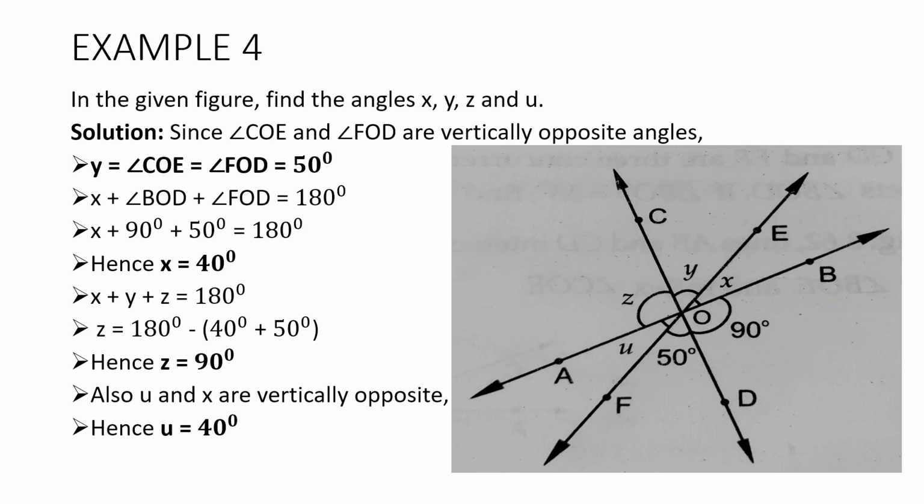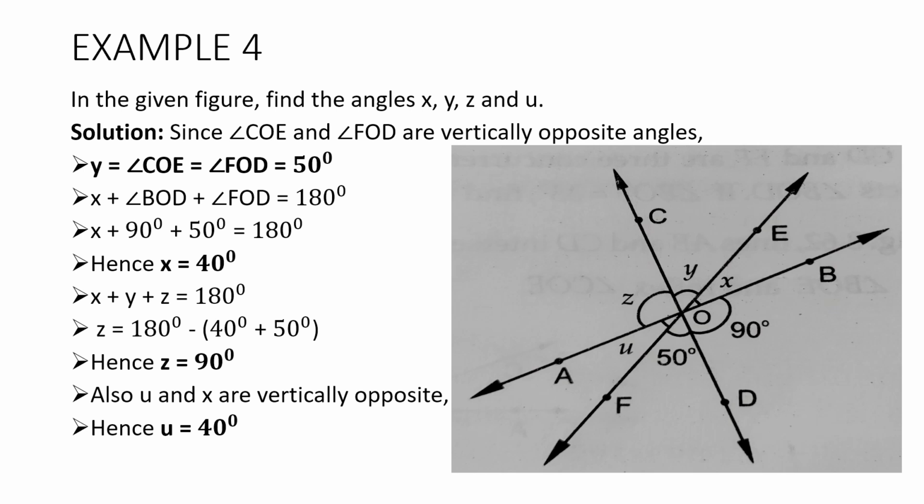Next, you can see from the diagram that X plus angle BOD plus angle FOD, the total is 180 degree because they lie on the same line. So X plus 90 degree plus 50 degree is 180 degree. Putting these values, we get angle X is equal to 180 degree minus 140 degree, which is 40 degree. Next, you can see again that X plus Y plus Z, again their total is also 180 degree. They also lie on the same line. So Z is 180 degree minus (40 degree plus 50 degree). Hence measure of angle Z is 90 degree.